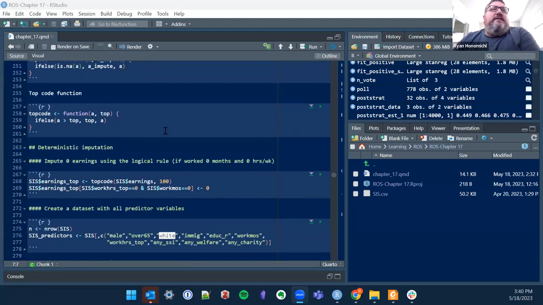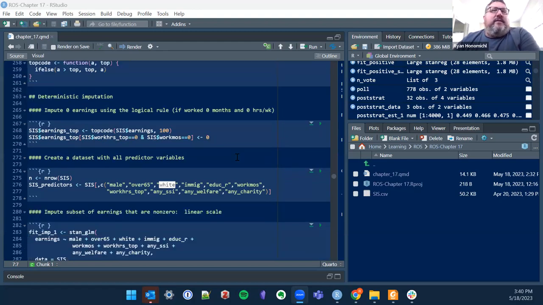It also talks about, and I didn't include this in my list, another thing you can do for imputation, which is what's called logical rule imputation. So impute zero earnings using logical rules if they worked 0 months. That makes sense, right? Maybe for whatever reason we had a blank space in earnings, but it could be just because they just started their job. So in cases where they haven't been at this job for any time, just go ahead and put zero as the earnings.